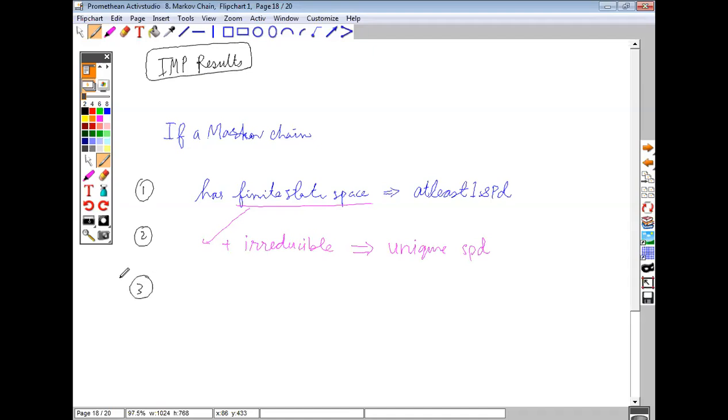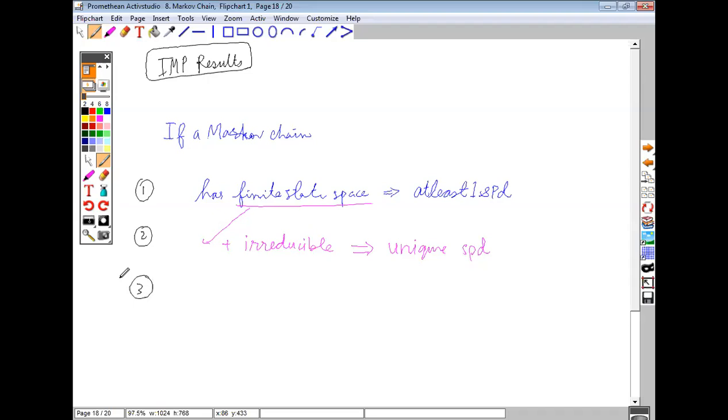What do I mean by irreducibility? I can move from any state i to any state j, and the probability is always greater than 0, irrespective of how much time it takes to reach that state. There is some possibility that I will reach that state from the other state. If that's the case, and if you have finite state space, then you're guaranteed a unique stationary probability distribution. This proof is beyond the syllabus, so that's fine.